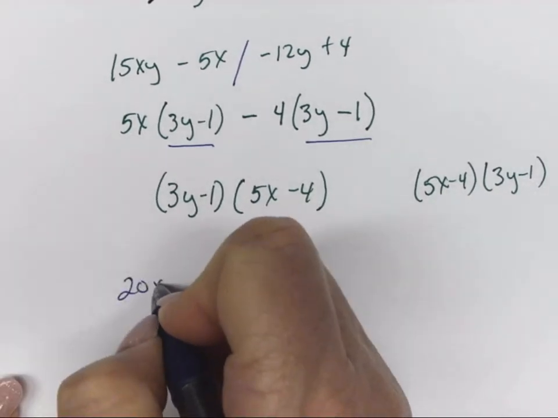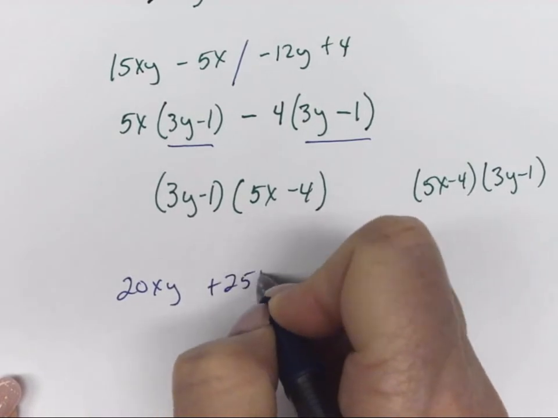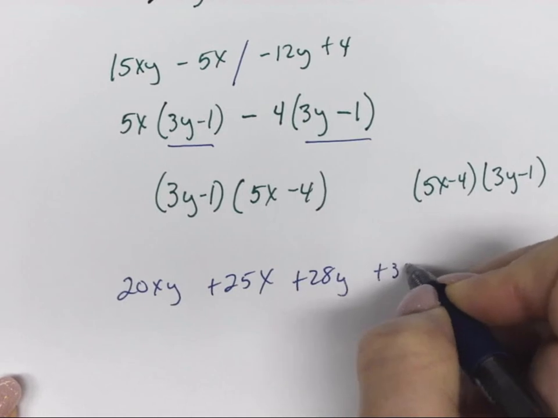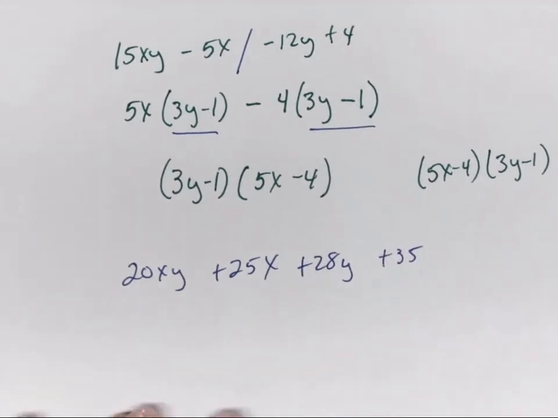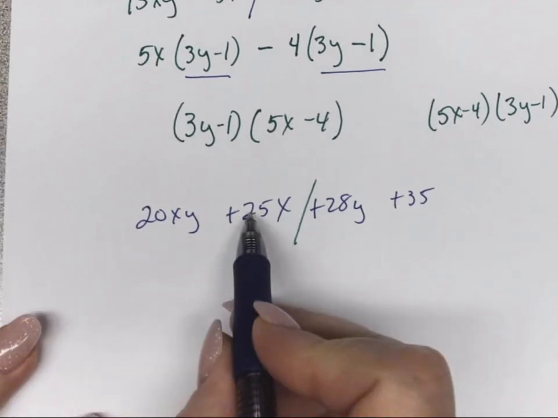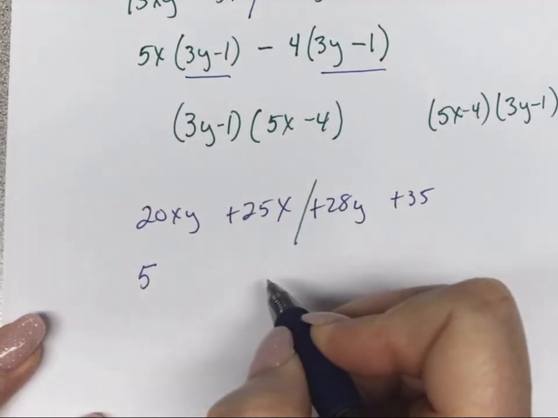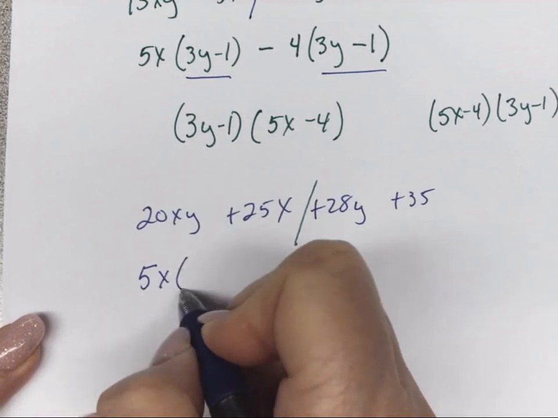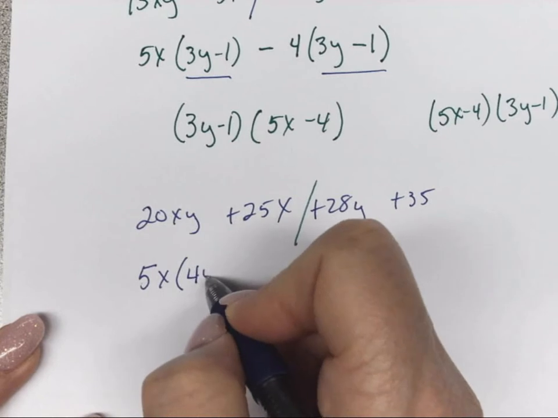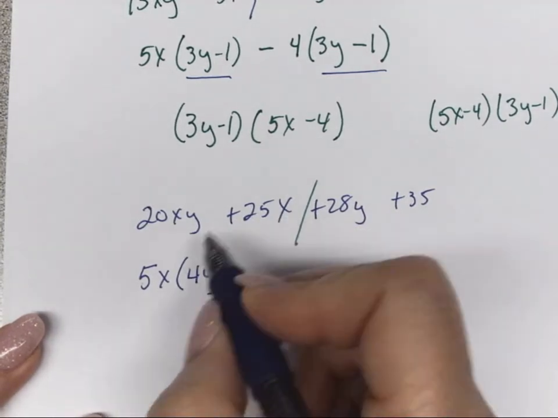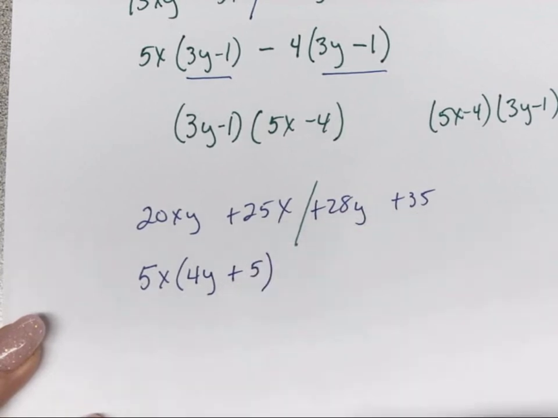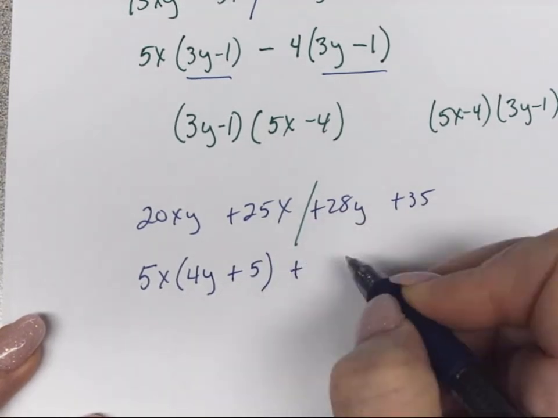We have 20xy plus 25x plus 28y plus 35. Again, splitting it in half. Between 20 and 25, we can factor out a 5. They both have an x. So 20 divided by 5 is 4, and we still have the y. 25 divided by 5 would be 5, and we factored out the x. Bring down the plus sign.